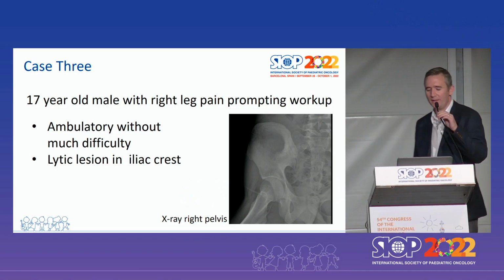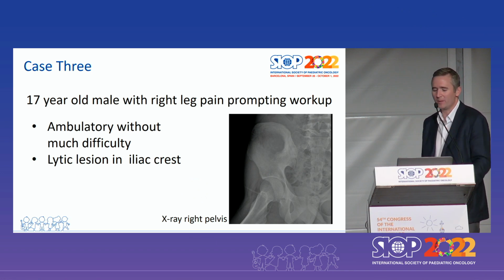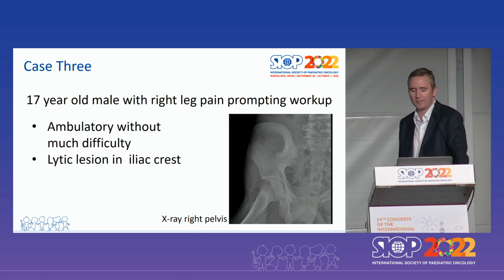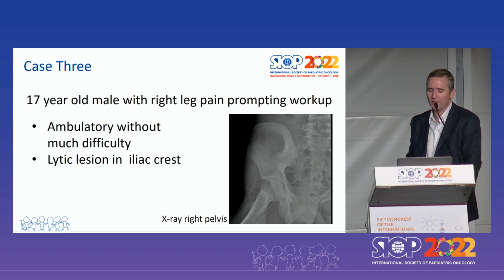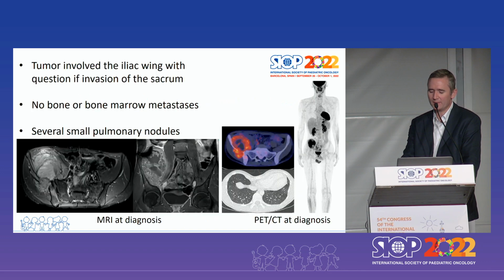All right, we'll go on to the last case. We have a few more minutes. So this is a 17-year-old male with right leg pain prompting a workup. He's ambulatory without much difficulty. Plain film shows a lytic lesion in the right iliac crest. It involves the iliac wing on MR and PET-CT. Difficult to determine if it invades the sacrum. There is no metastatic disease in the bone or bone marrow, but several small pulmonary nodules.